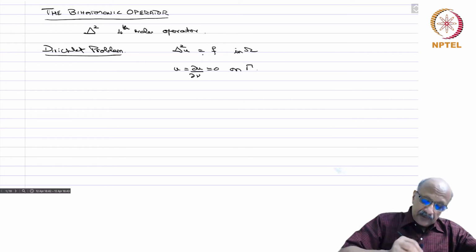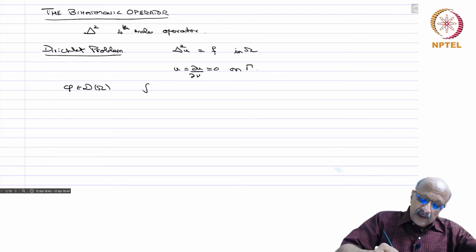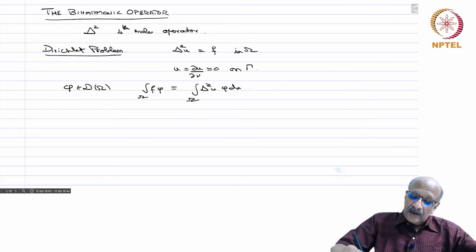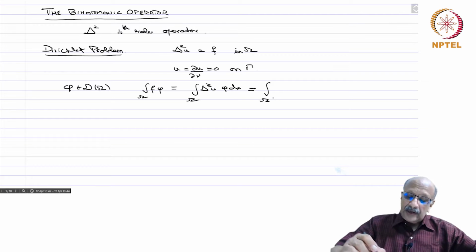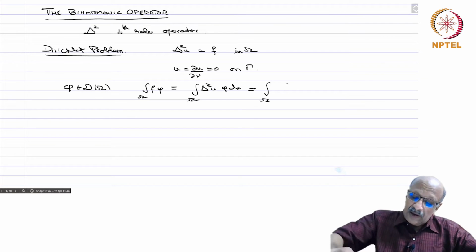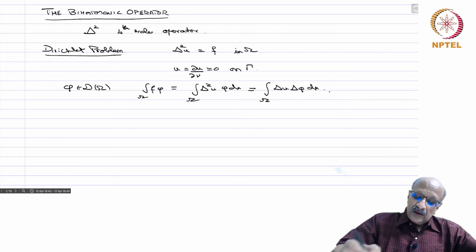So if phi belongs to D(omega), then you have the integral of f phi on omega equals the integral of Laplacian squared u phi dx. Now you can transfer the derivatives slowly, and so by repeated application of Green's theorem, because u and du by d nu vanish on the boundary, and phi is in D(omega), there are no boundary terms or boundary derivatives of phi, so you get the integral of Laplacian u times Laplacian phi dx.